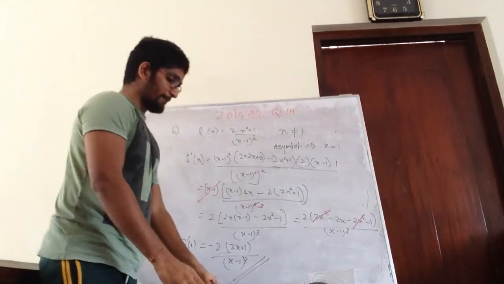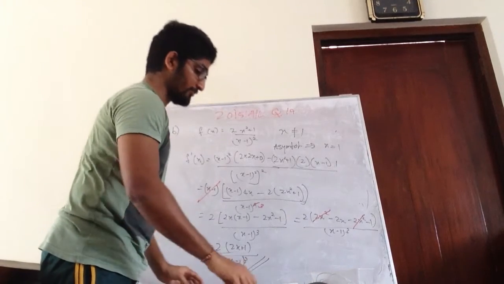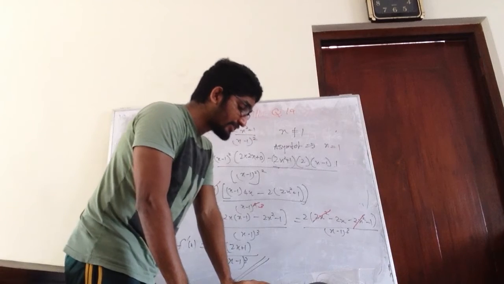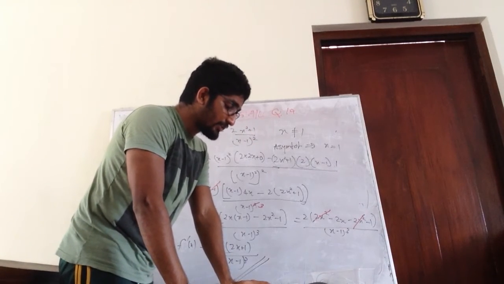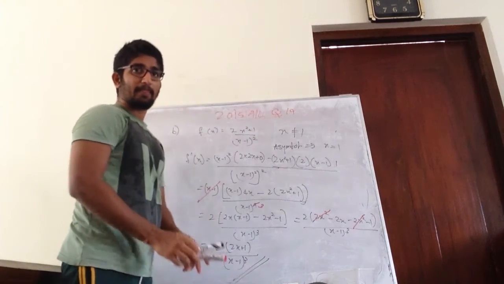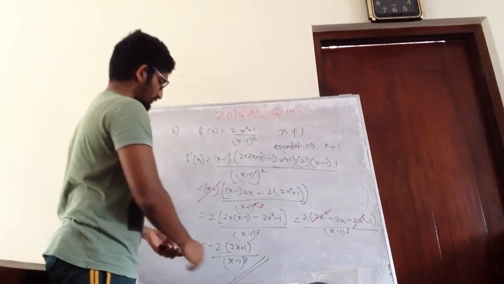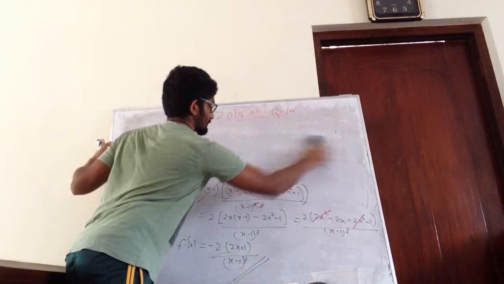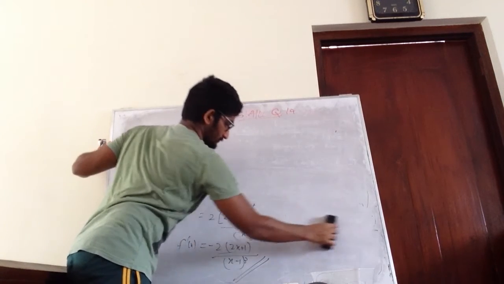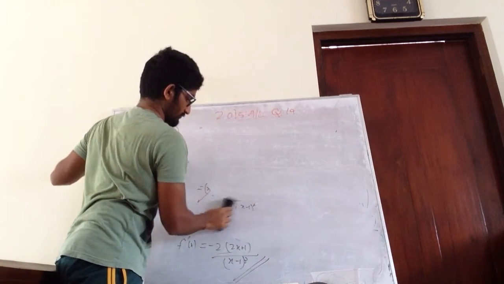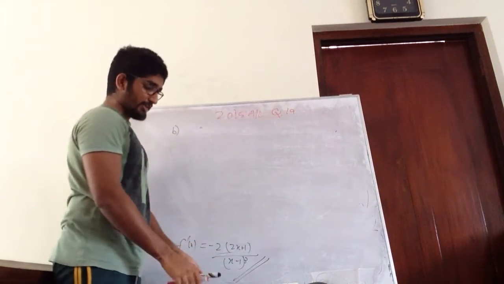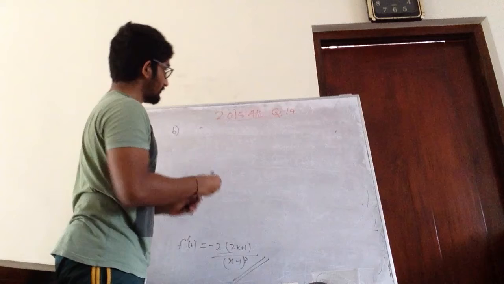Right. So now we'll go to the question. They are asking us to find the derivative and turning point of f(x). So to find the turning point, what is the theory now?